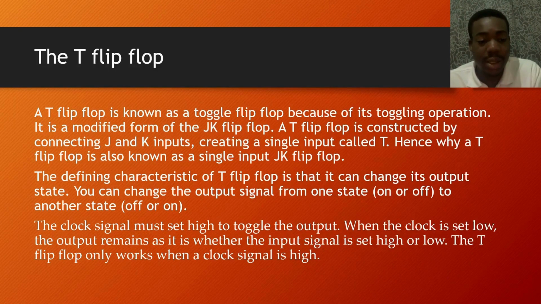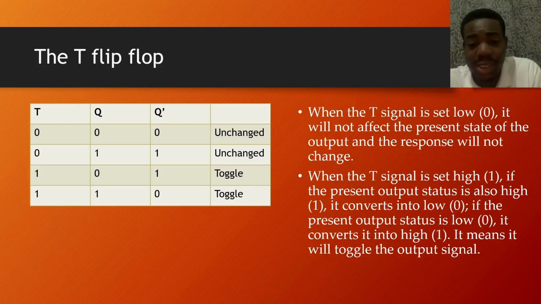So let's see the truth table. When the T signal is set low, it will not affect the present state of the output and the response will not change. As you can see, when the T signal is 0, nothing changes, still 0 0, and then still 1 1. When the T signal is set high, it toggles the output. When the output is 0, it toggles it to 1, and when it is 1, it toggles it to 0. It means the T signal is going to toggle the outputs right there. If it's 1, it will be 0. If it's 0, it will be 1. That's the T flip-flop.